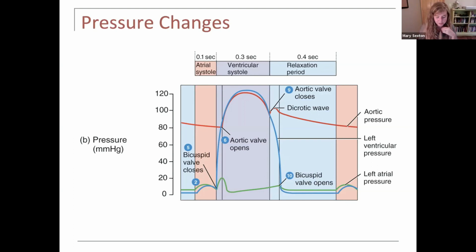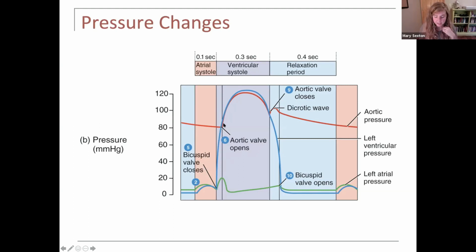All right, next question. What event occurs when the pressure within the left ventricle, so blue line, left ventricle, becomes greater than the pressure in the aorta? You should have seen there that whenever the pressure in the left ventricle becomes greater than the pressure in the aorta, the aortic valve opens here. Right here is when the pressure in the left ventricle becomes greater than the pressure in the aorta.